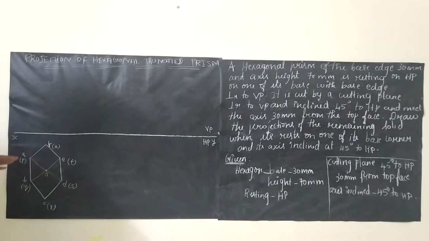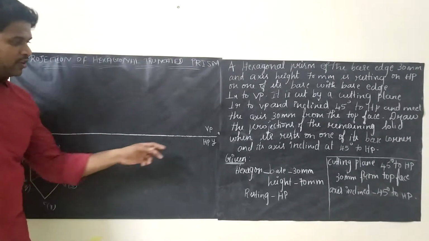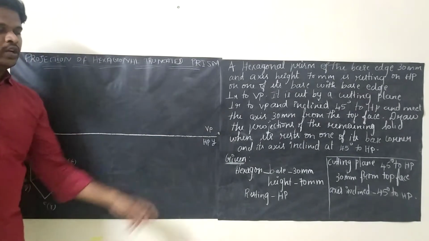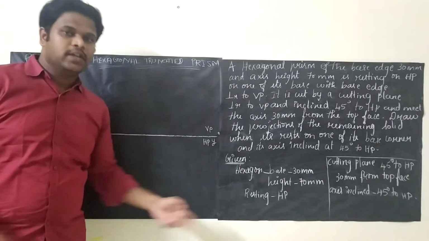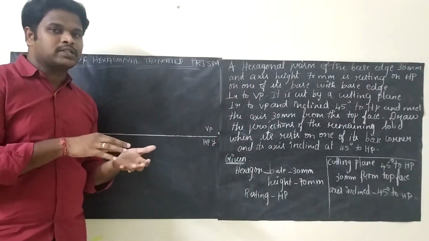The first step is we will be drawing a reference line and we will be writing X and Y. According to first angle projection, we will be writing VP above and HP below. And as we see clearly, the hexagonal prism is resting on HP. So we will be drawing the hexagonal prism on HP.